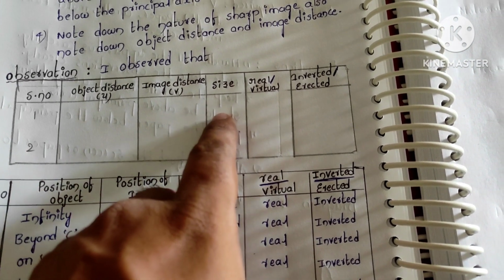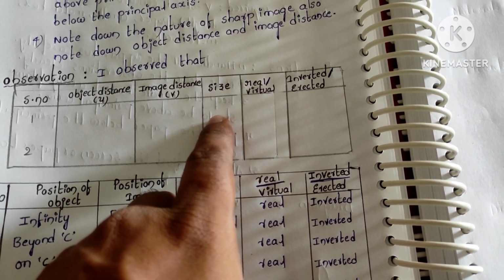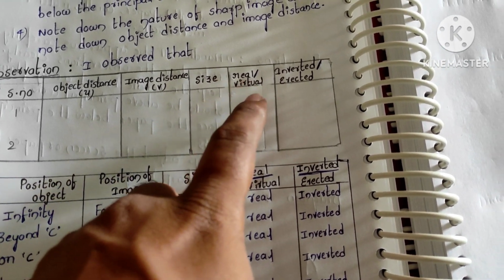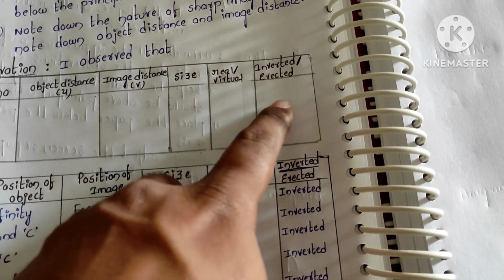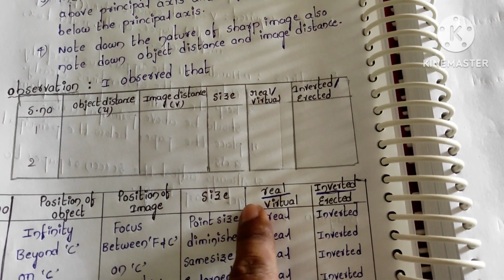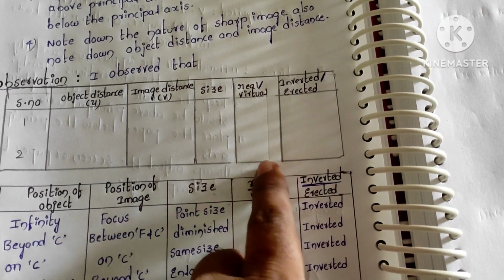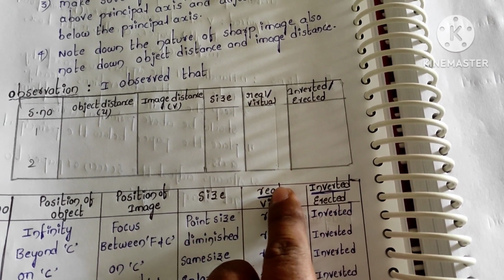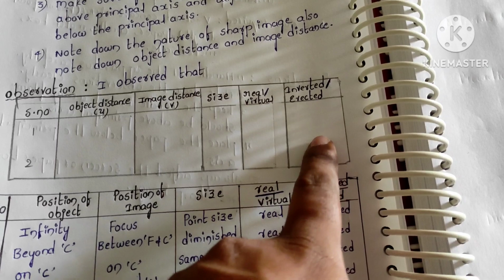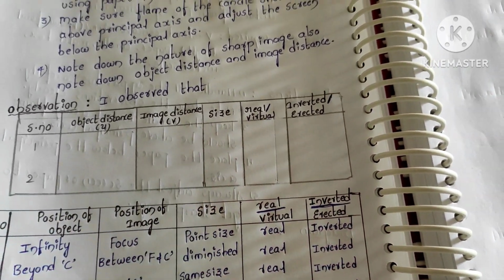And what is its size? Is it smaller or bigger than the candle's flame? Is it real or virtual? Is it inverted or erect? That you have to find out. If you can capture it on the screen, it is a real image. And you can see that the flame is inverted on the screen, so it is an inverted image. And you can see the flame is smaller than the candle's flame.